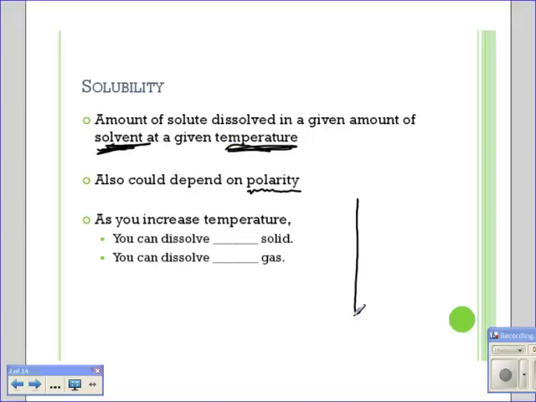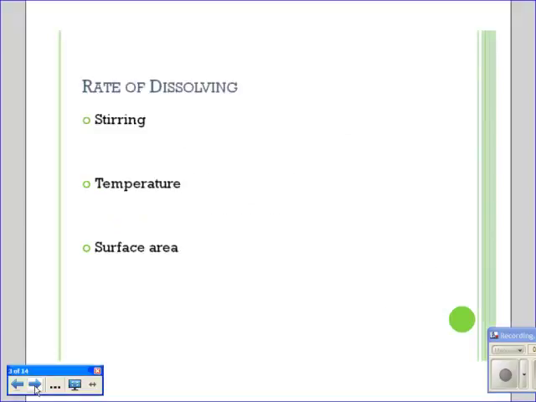If you look at the curve, most of them are solids. You'll know they're solids because they're doing something like that. The gases are the ones that go the opposite direction. So as you increase the temperature, you can dissolve more solid, but you can dissolve less gas.